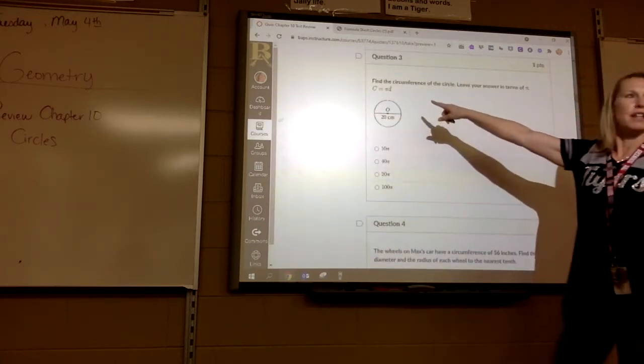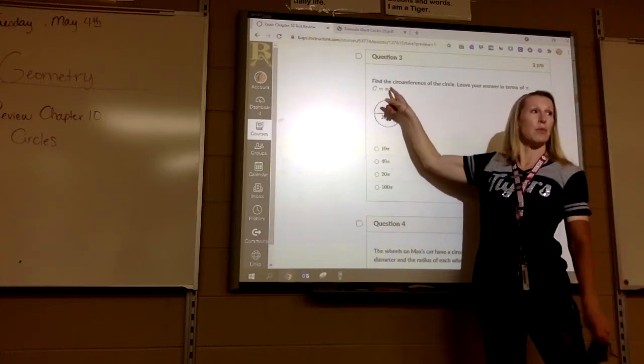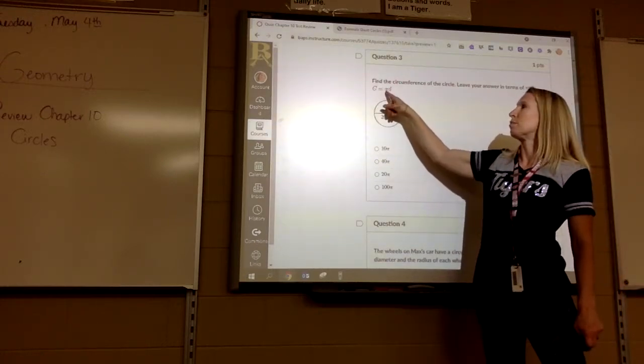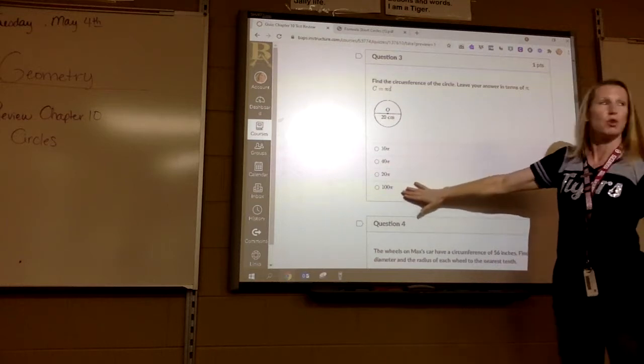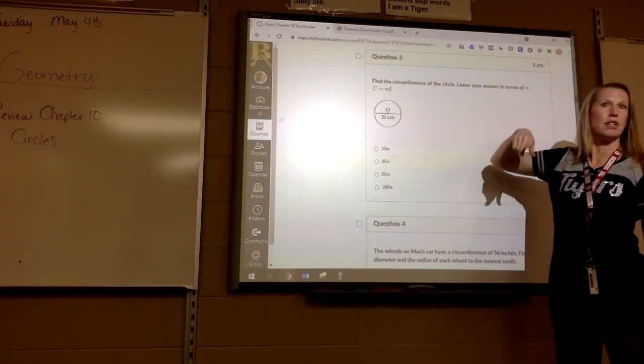You'll have to be able to find circumference. The formula is there. It will be on the test as well. Circumference is pi times diameter. There's multiple choice on that one, so you don't have to convert it to a decimal.